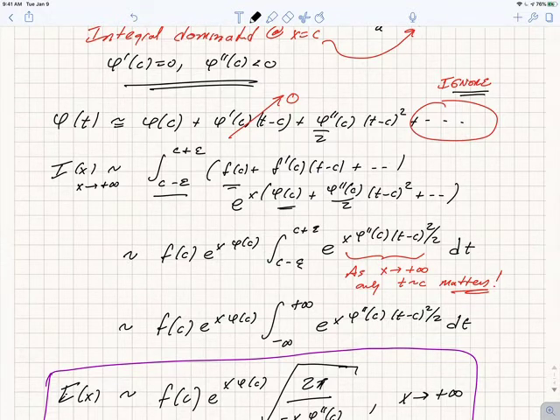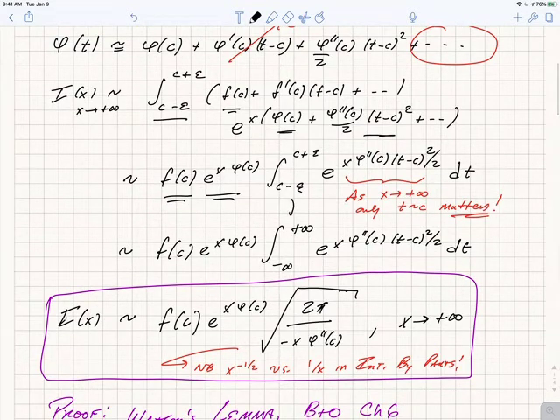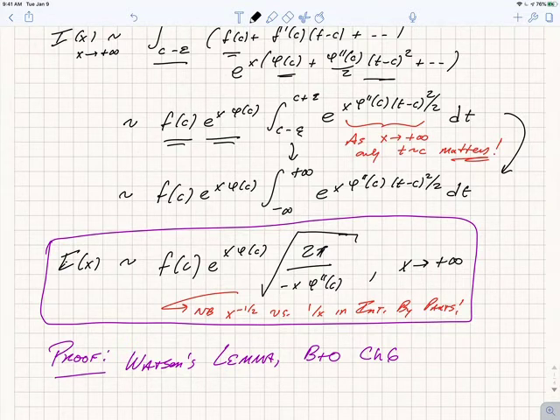This term is just going to give an overall exponential function, and the integral is going to be dominated by this. So we expect that the leading behavior is going to come from f of c times e to the x phi of c times the integral around c of e to the x phi double prime of c times (t minus c) squared over 2 dt. As x goes to infinity, we expect that only the values of t near c are going to matter. So instead of actually integrating right around c, we can instead approximate this as a Gaussian integral near t equal to c. That, of course, is something that we have to check.